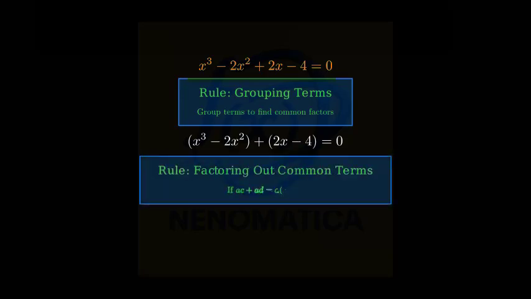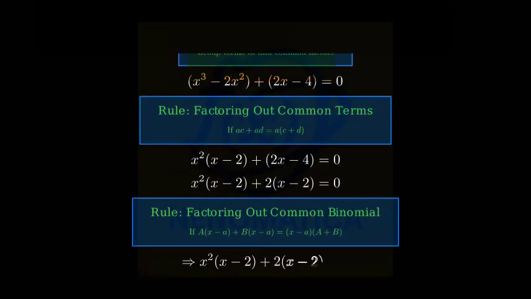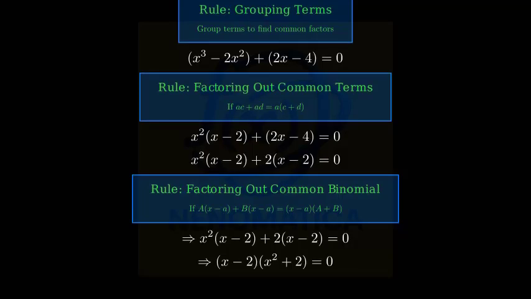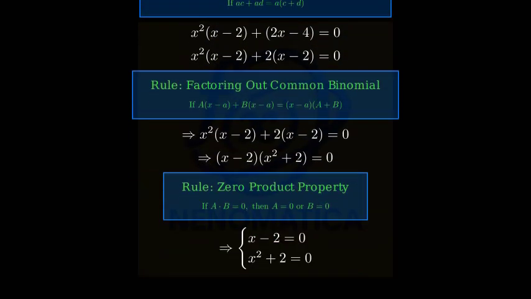From the first group, we can factor out x squared to get x squared times (x minus 2). From the second group, we can factor out 2 to get 2 times (x minus 2). Now we notice that both terms have a common factor of x minus 2. We can factor this out to get (x minus 2) times (x squared plus 2) equals 0. When a product equals 0, at least one of the factors must be 0. So we have two cases, either x minus 2 equals 0 or x squared plus 2 equals 0.